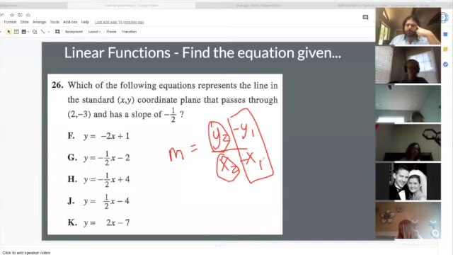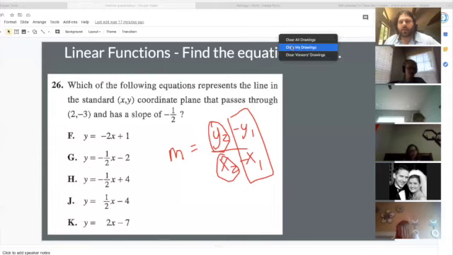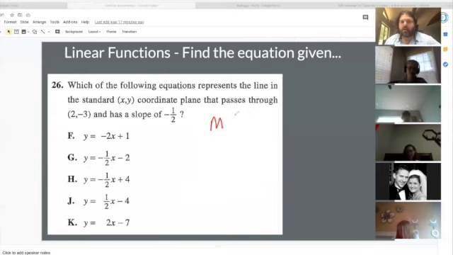Maybe you can draw it out. You could, but I think you're missing one little thing in here. Just read real carefully. Let's try it again. Which of the following represents the line that passes through 2, -3, and has a slope of -1/2? Oh, you can just write the slope on there for m. They give you the slope.